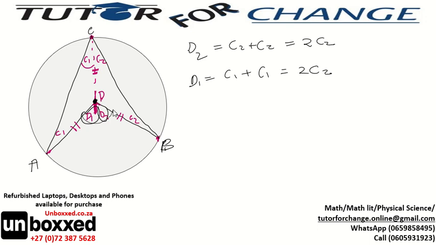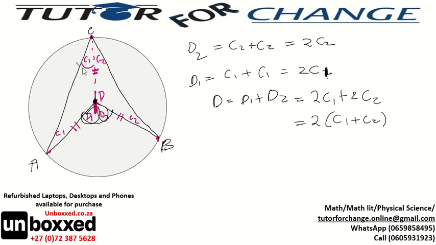Then this must give us the whole of D, which is D1 plus D2. And this is equal to 2C1, plus 2C2. And we can have this as 2 times (1 plus 2). But this is the whole of C, and C is actually 1 plus 2. So we have proven that D is 2C.